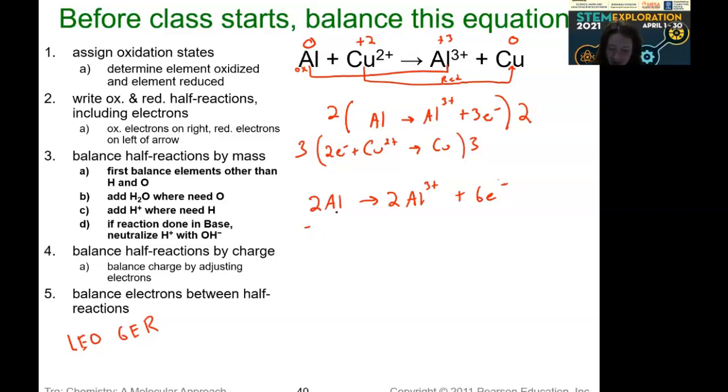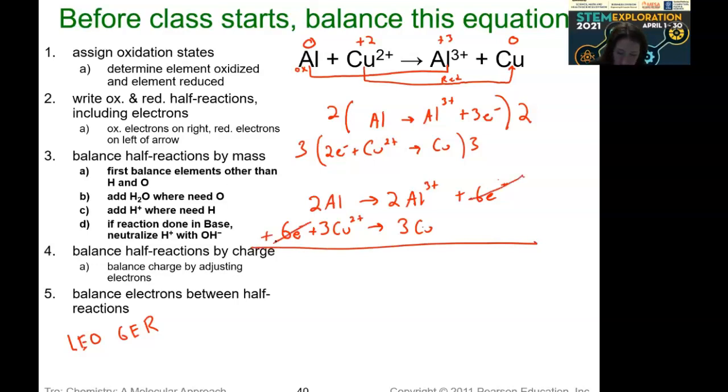2+, the whole thing. Six electrons plus 3 Cu 2+ makes 3 Cu. Got it. All right. Then we add.